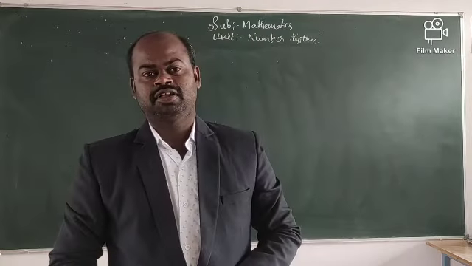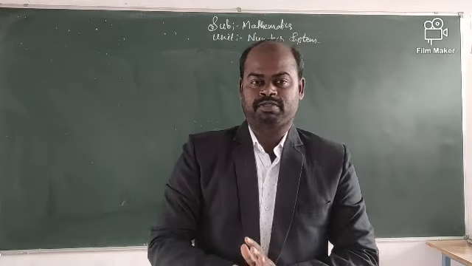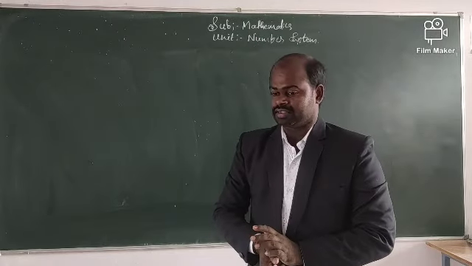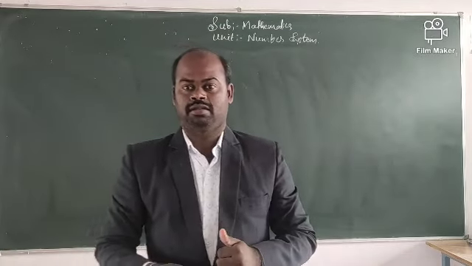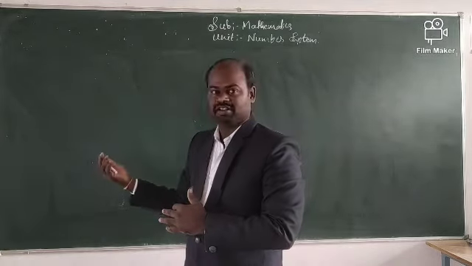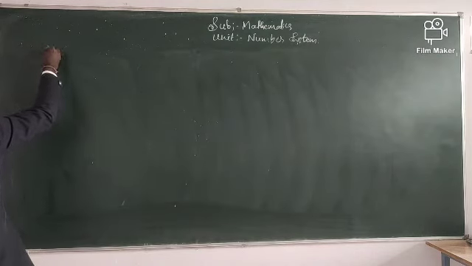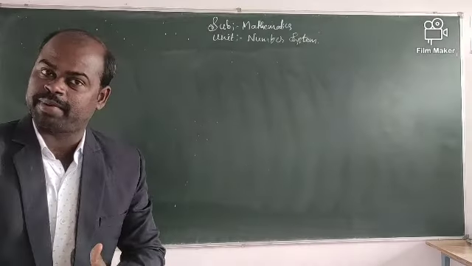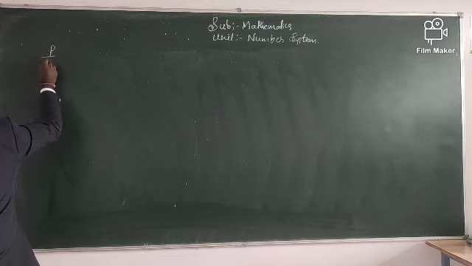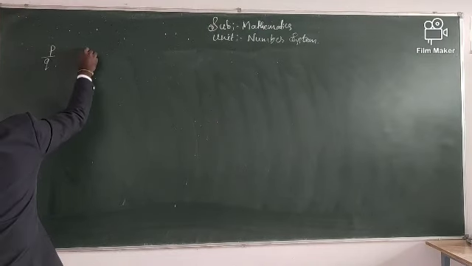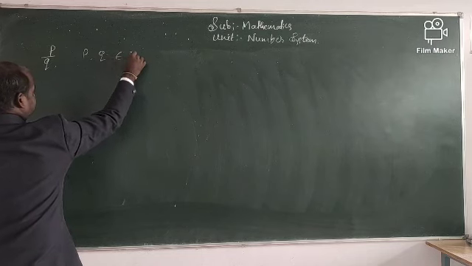Numbers, integers. Okay, now we are going to discuss the problems. Before going to the problems, once again we will recall rational numbers. What are rational numbers? They are the numbers which are in the form of p by q, where p and q are integers.